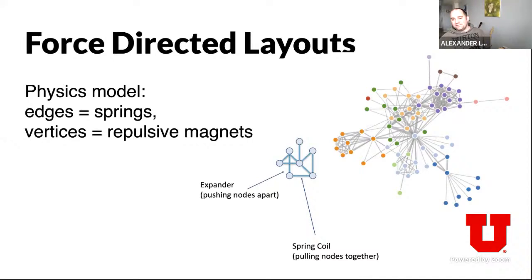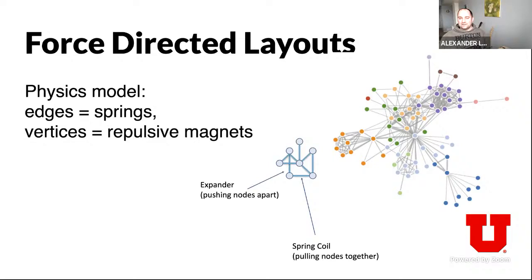And the idea behind force-directed layouts is that we use a physics model where edges that connect two nodes serve as springs, and vertices or nodes are repulsive magnets. So nodes try to push away from each other and edges pull them together. By iterating over that model, we can create layouts. And that's the model that D3 also uses, as when we talked about network layouts in the D3 lecture.